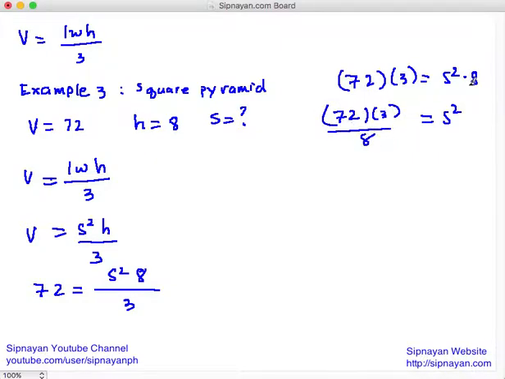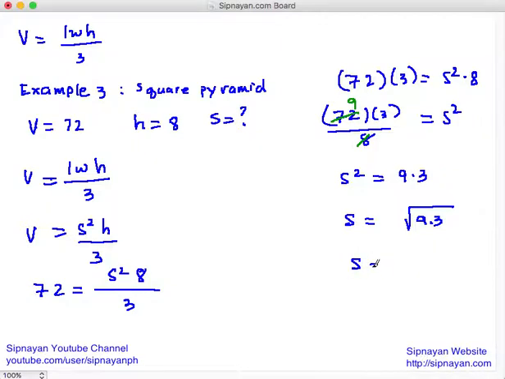So the reason kung bakit hindi ko siya sinimplify kanina yung 72 times 3 is because I can cancel from here. So pwede ako mag-cancel. 72 divided by 8 is 9, di ba? Tama? So 9 times 8 kasi 72. So we have S squared. What is 9 times 3 is 27. Di ba? And again, I won't simplify kasi magsa-square root ako dito. So S equals square root of 9 times 3.